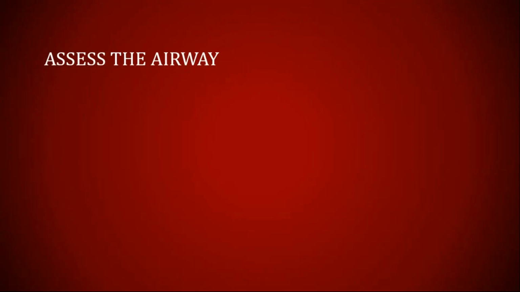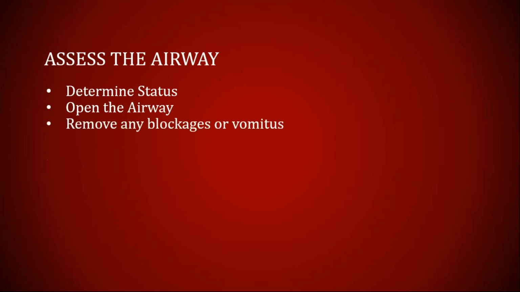All right, so we've done our scene size-up, we've done our general impression, we've checked responsiveness, and now we're going to get into our airway, breathing, oxygen therapy, and then circulation. So we're going to assess that patient's airway, determining status. Is that airway patent or closed? If that airway is closed, that patient's unresponsive, we can go ahead and open up that patient's airway utilizing the head tilt chin lift if we don't suspect any type of C-spine injury, or utilizing the jaw thrust maneuver if there is some type of C-spine injury.